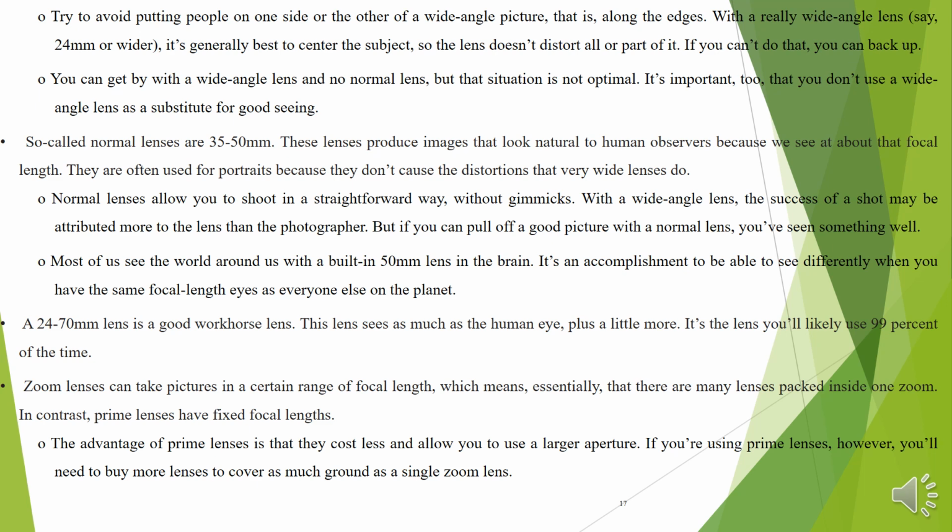A 24 to 70 mm lens is a good workhorse lens. This lens sees as much as the human eye, plus a little more. It's the lens you will likely use 99% of the time.